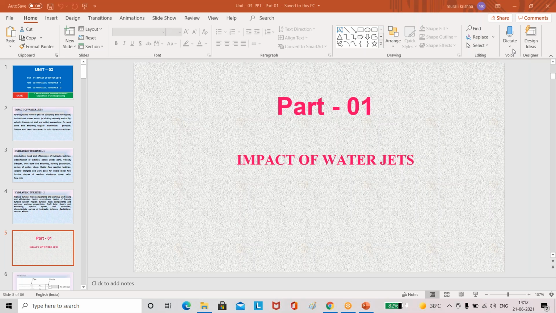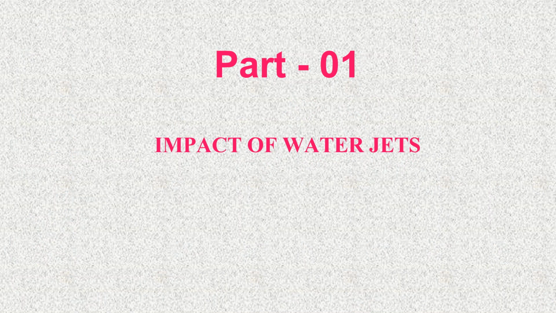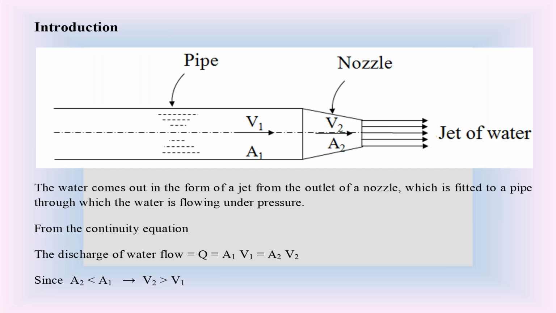Part 1 deals with impact of water jets. Part 2 deals with hydraulic turbines 1 and part 3 deals with hydraulic turbines 2. So in Unit 3, we started this part 1, impact of water jets. Last class, I explained what is a water jet. We discussed some basic concepts of water jets in last class.